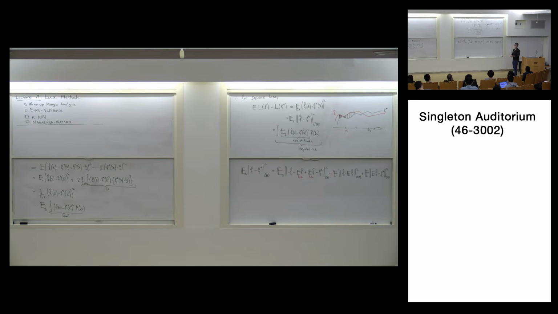This is the bias-variance decomposition, which is different from the approximation and estimation decomposition. This is called the variance term, and this is the bias, or the bias squared, to be precise.